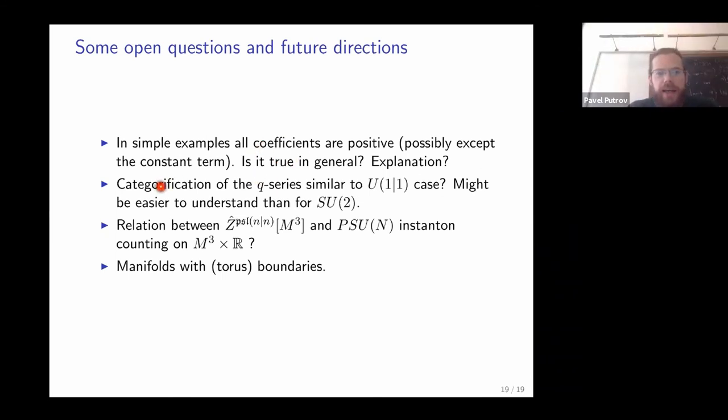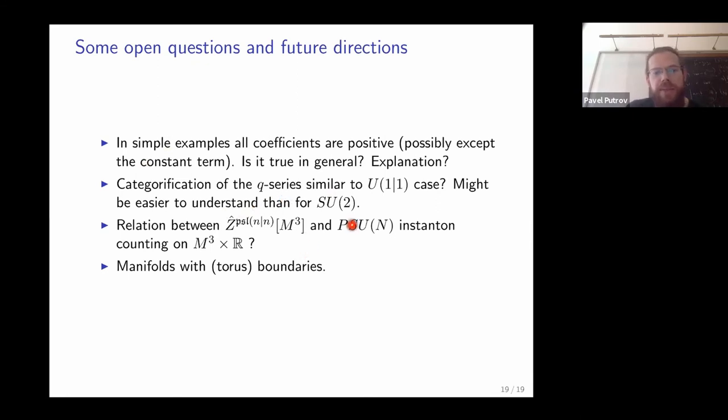And first and the second, of course, it's natural to ask if there is some categorification of this Q series, similar, for example, to the U(1|1) case. So of course there is a physics prediction, some sort of BPS spectrum prediction for what the categorification should be. But again, since in this case it's well understood for U(1|1), and this is a subgroup here of SU(2|1), one might come up with some better mathematical understanding, maybe some combinatorial definition of this categorification.